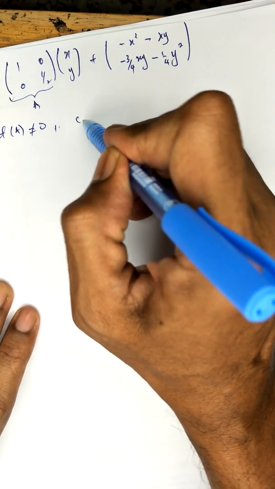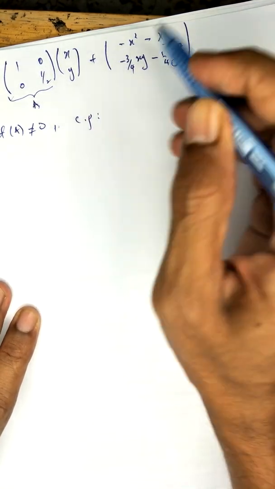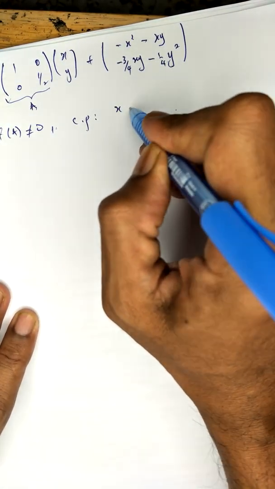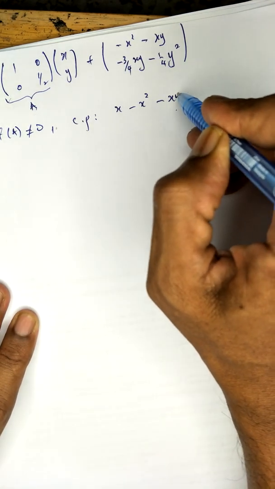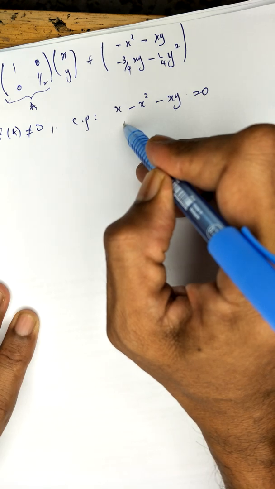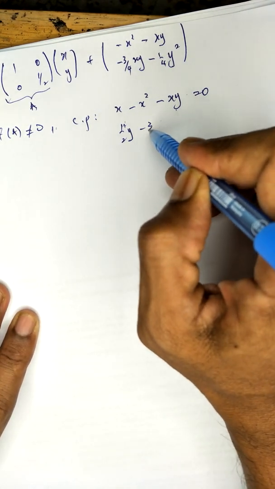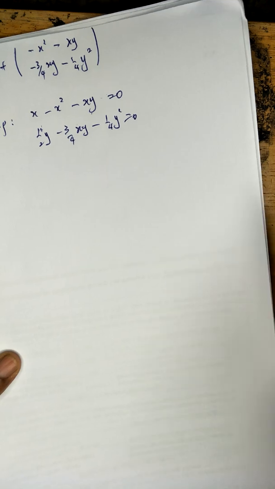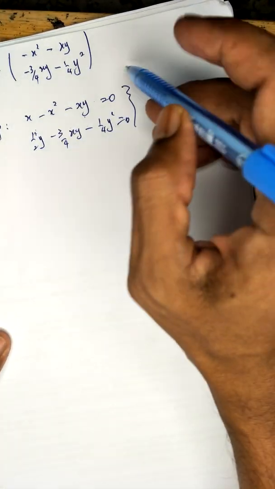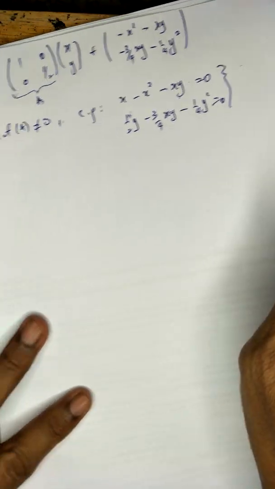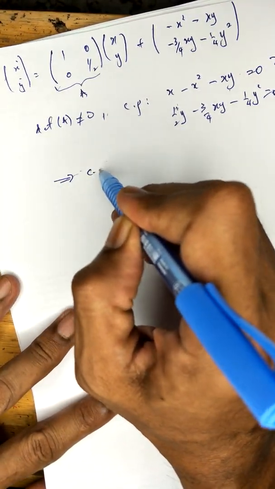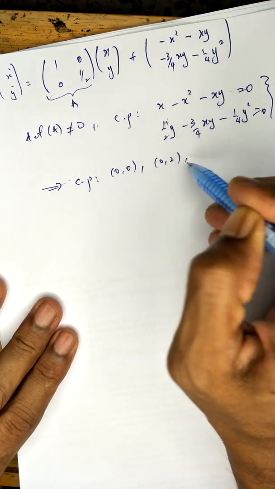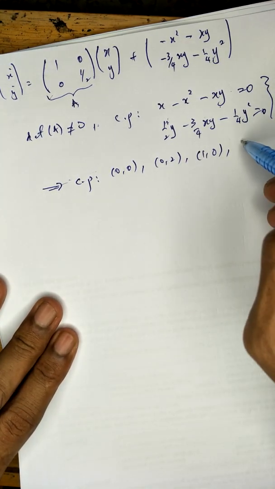And it is not difficult to find the critical points. For the first line we have x minus x squared minus xy equal to 0, and for the other one we have y/2 minus 3/4 xy minus 1/4 y squared equal to 0. If you solve these two equations, you will get the critical points. I write them here: (0, 0), (0, 2), (1, 0), (1/2, 1/2).